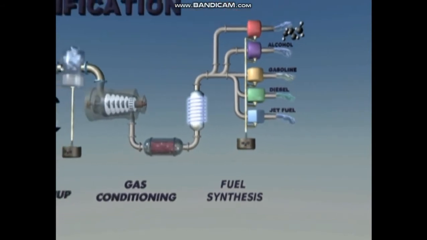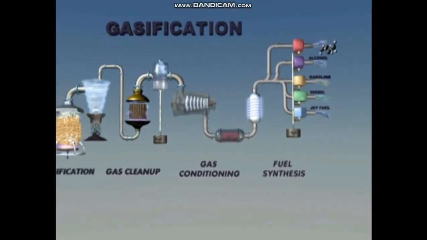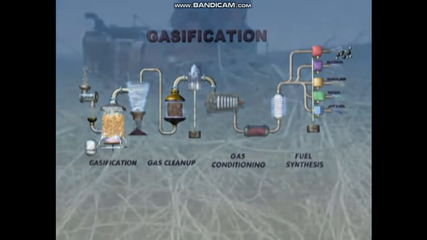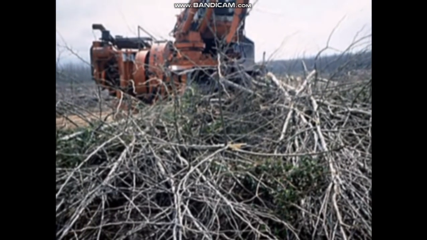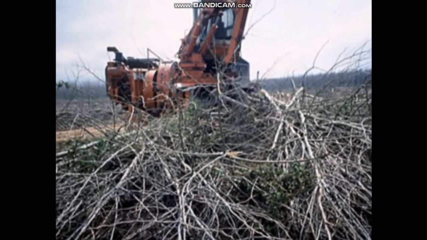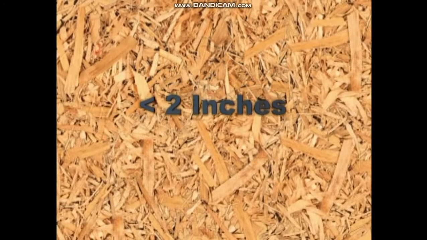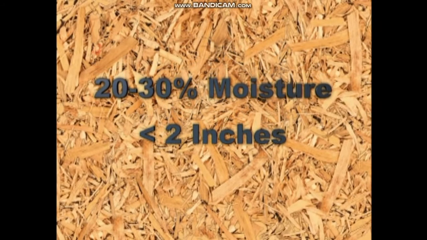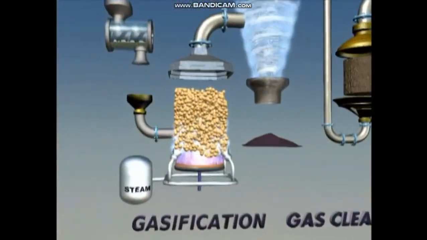Gasification occurs at relatively high temperatures. Here's one example of a gasification conversion process. Wood material such as forest residue is a common feedstock for the gasification process. For best results, feedstock wood chips are no more than 2 inches in size and have 20% to 30% moisture content by weight, depending on the gasifier.